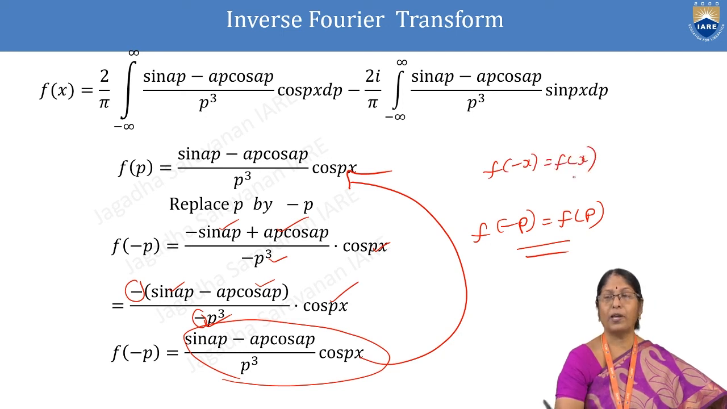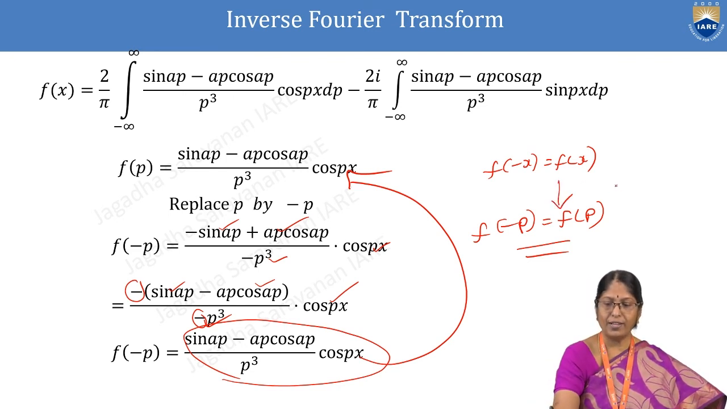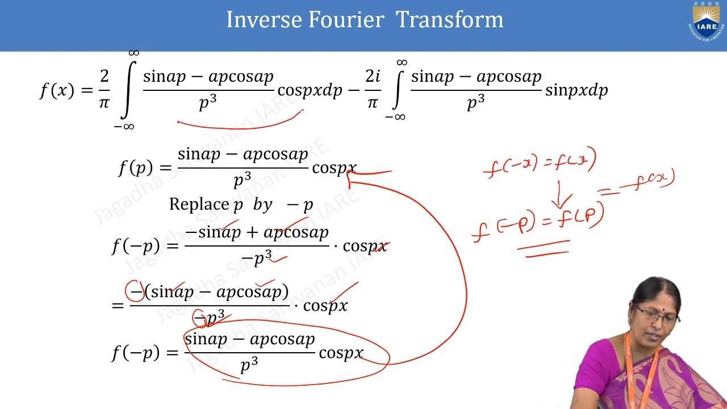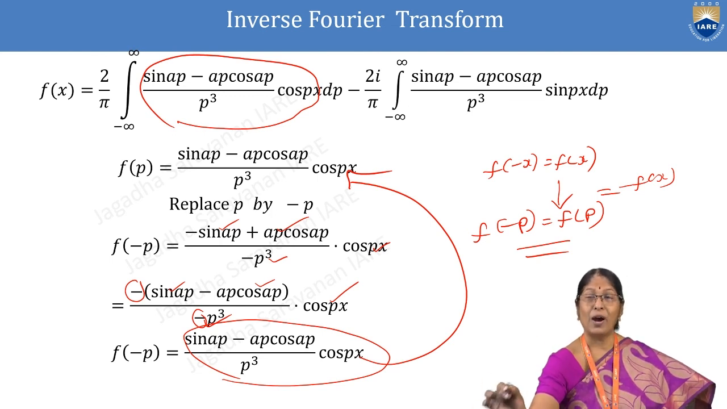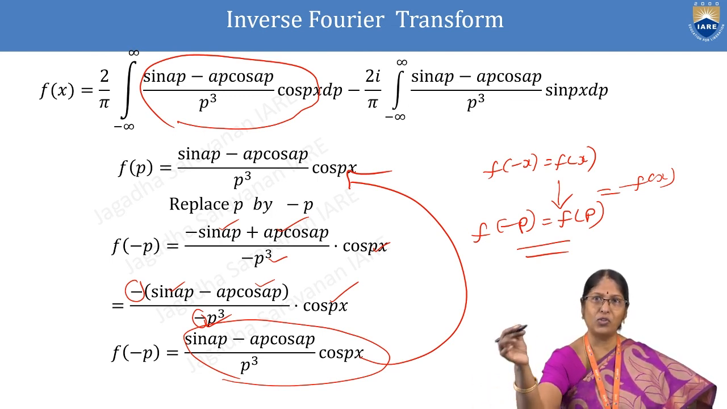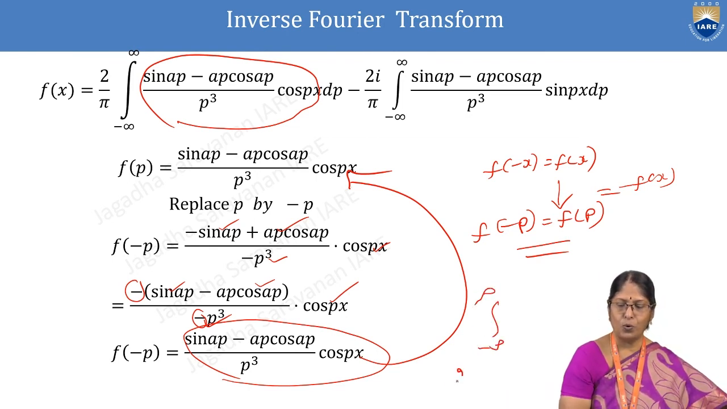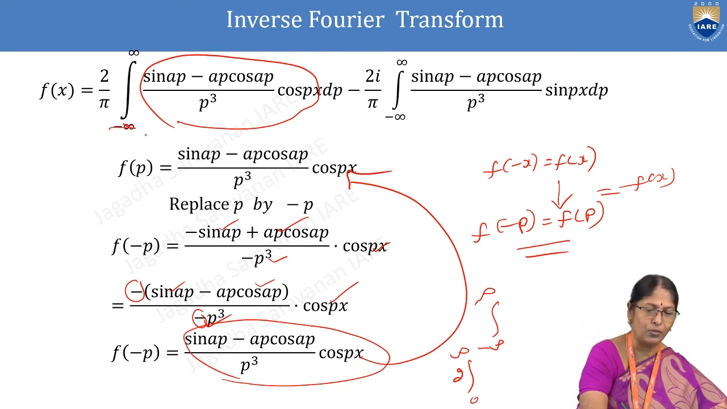If x is replaced by minus x, which is equal to f of x, then it is an even function. If it is minus f of x, then it is an odd function. Fine, so now we got it. This is an even function, and the interval minus infinity to infinity will be changed as 2 into 0 to infinity. So this is going to become 0 to infinity. The 2 is going to become 4.